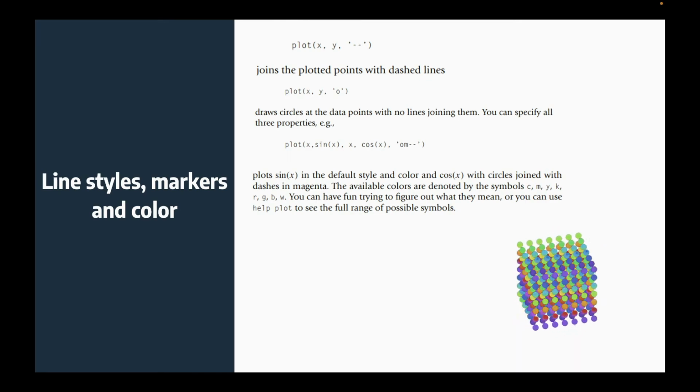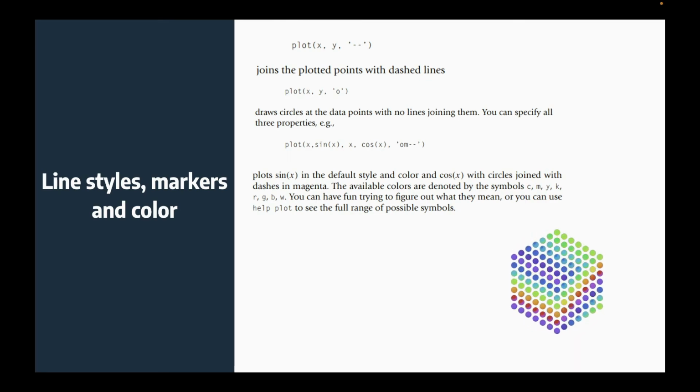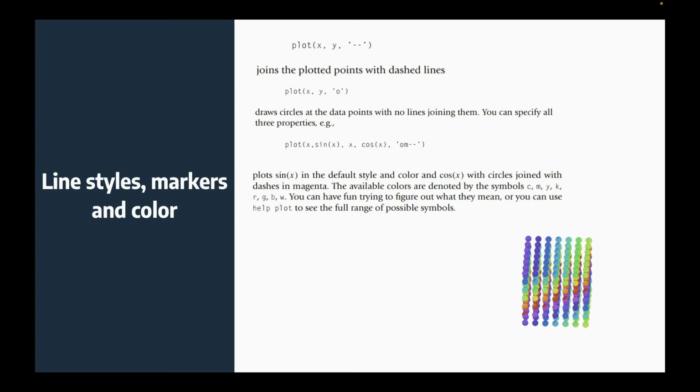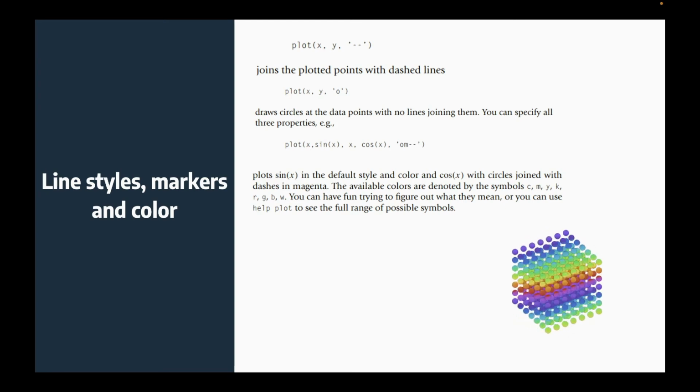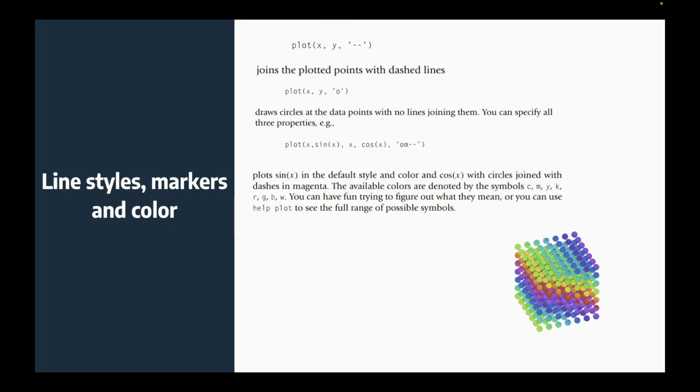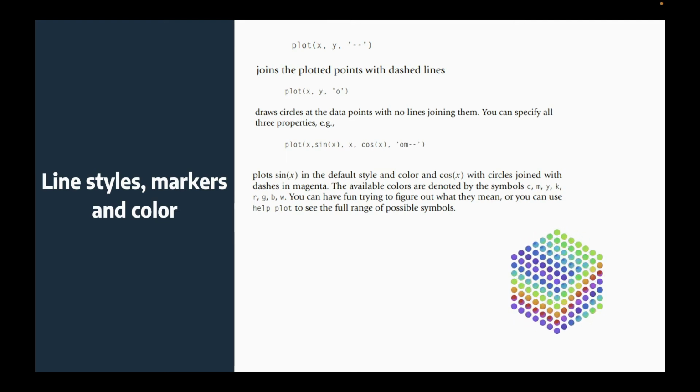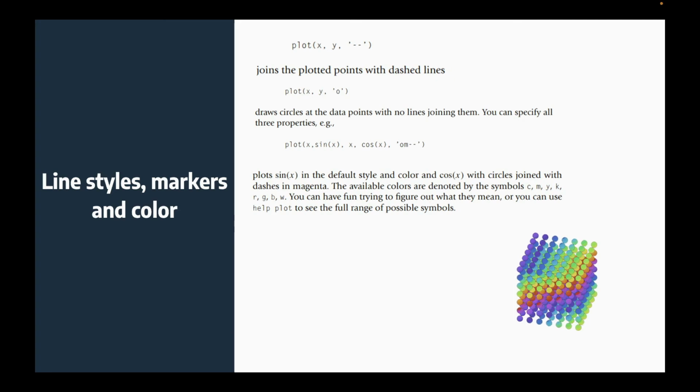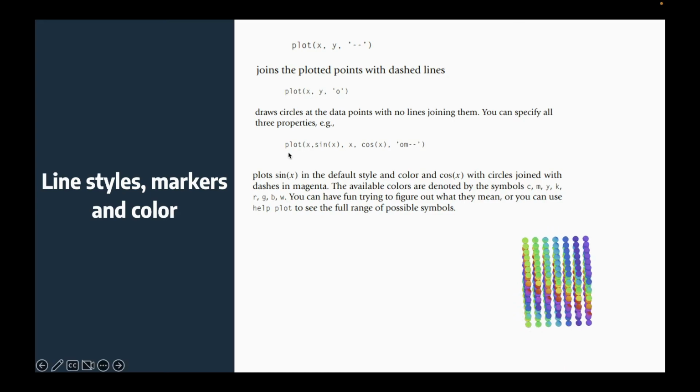If you say plot x comma y comma, between single quotations, two dashes, in this case it's going to use a dashed format to draw your graph. Try that, and if you replace the two dashes with O, then it's going to use O as the pen, if you will, to draw the graphs. Let's go ahead and try that together.